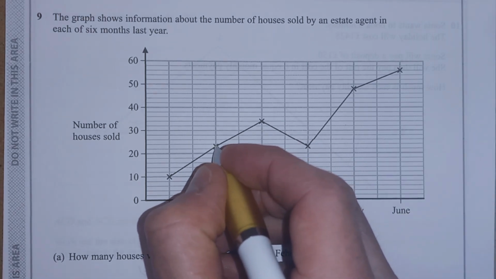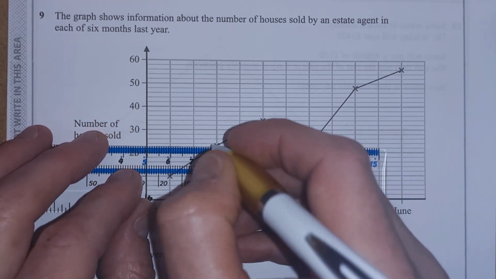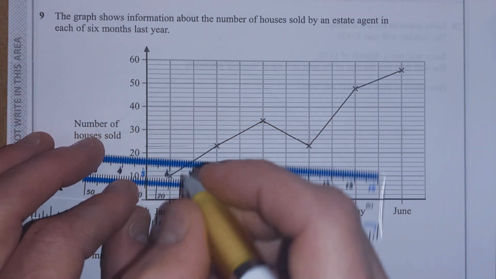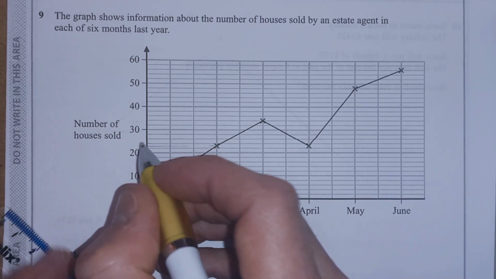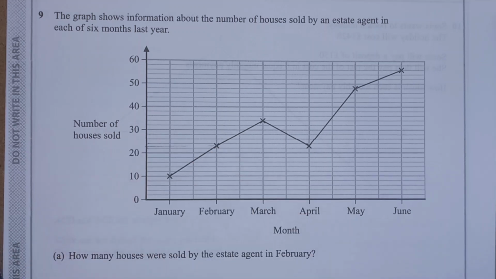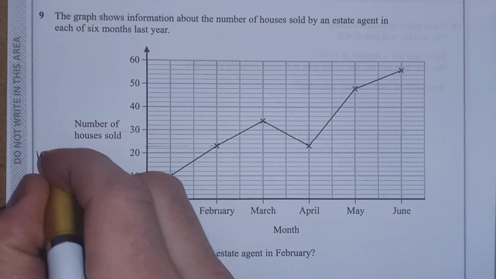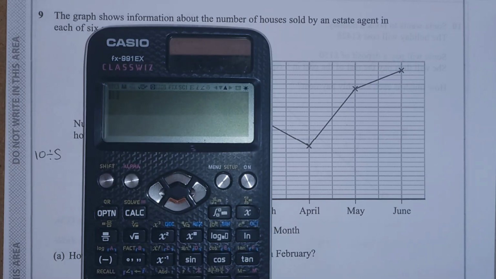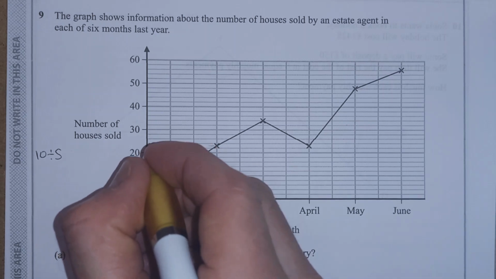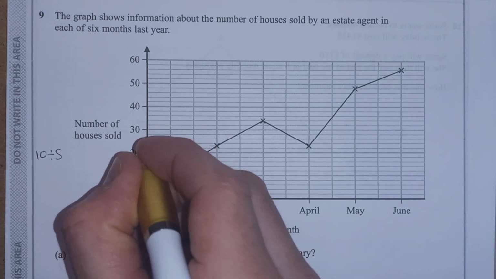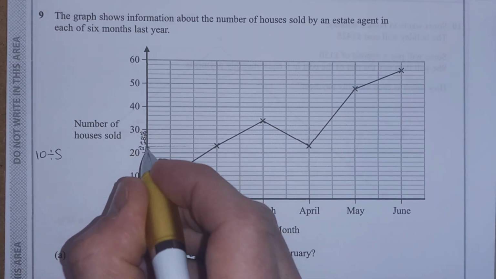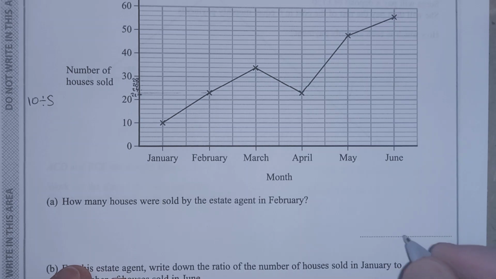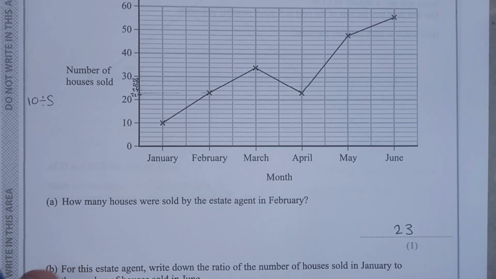So it's this here, and if we use a ruler to draw a cross, we're right in between these two. Now we've got 1, 2, 3, 4, 5 sections here, but a total of 10. So if we do 10 divided by 5, we'll see that each of those sections are worth 2. So as I said at the start, so that's 22, that'd be 24, 26, 28. We're right in between 22 and 24, so that's going to be 23 houses.